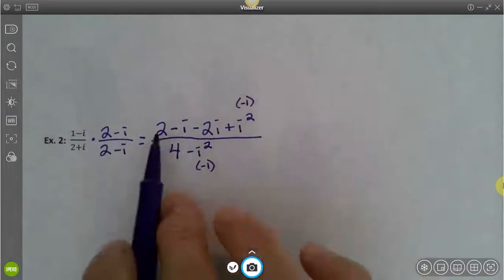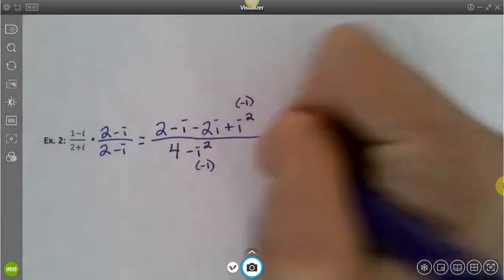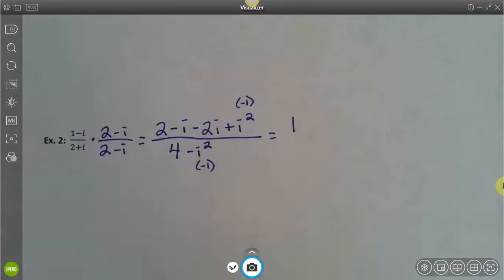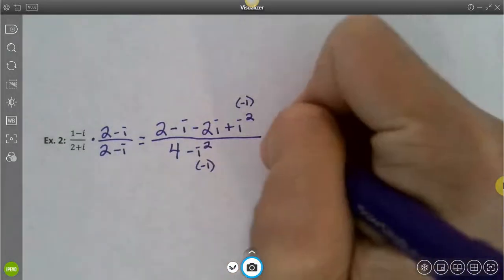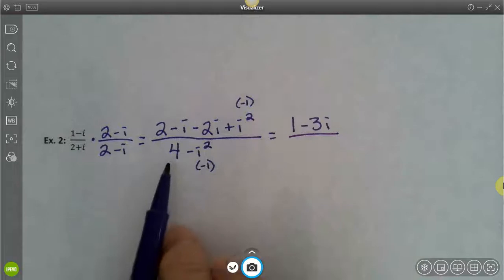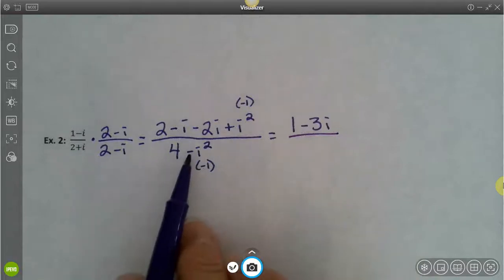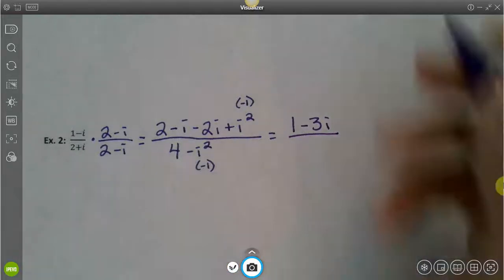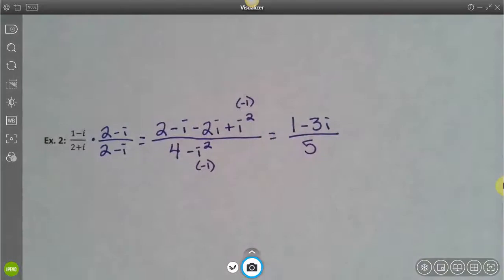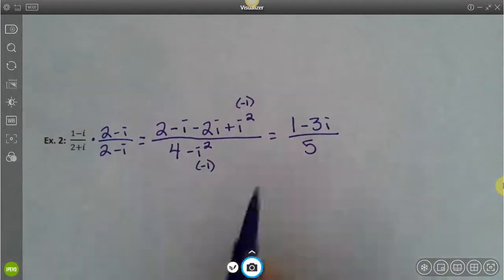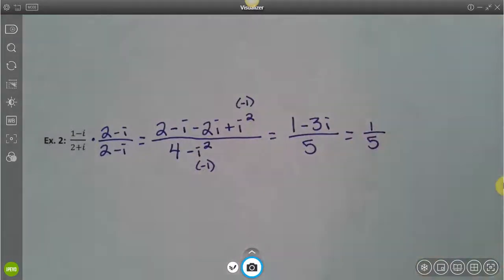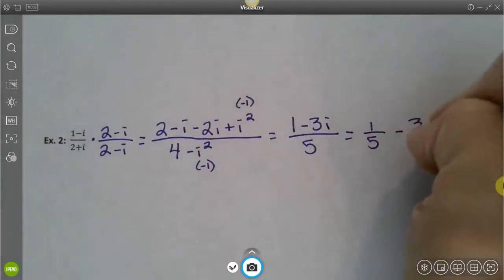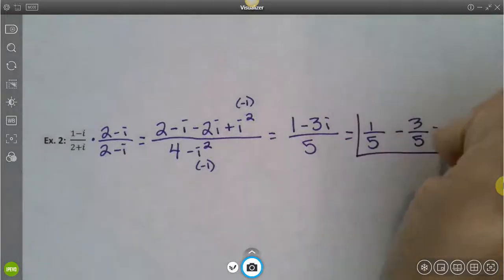Which means we actually have 2 minus 1, or 1, in the numerator, and then negative i minus 2i gives us a negative 3i, and then we have 4 minus a negative 1, or 4 plus 1, in the denominator, so 5. And then just as we did with the first example, we're just going to split it apart so that we can see that the real part is 1/5, and the imaginary part is negative 3/5 i.